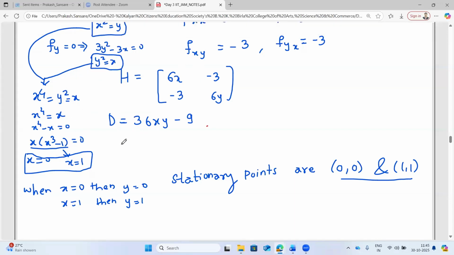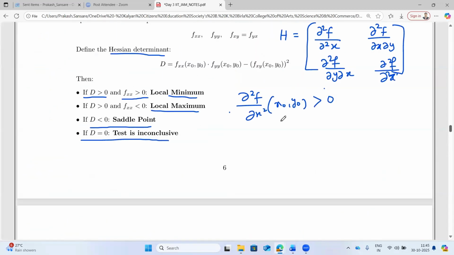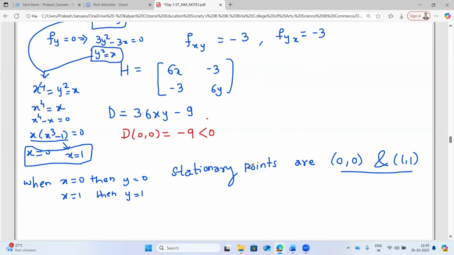Now D at 0, 0 will be minus 9, which is less than 0. Our conclusion says that if D is strictly less than 0, then this point is called a saddle point. So here we conclude that 0, 0 is a saddle point.